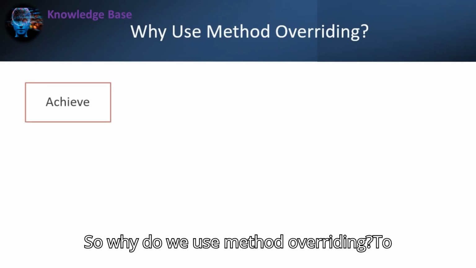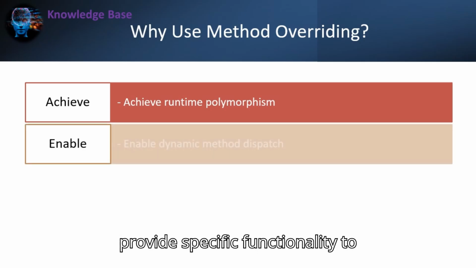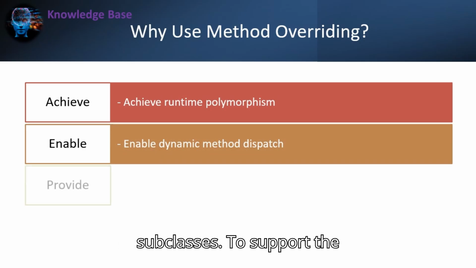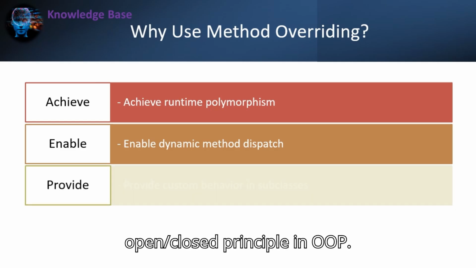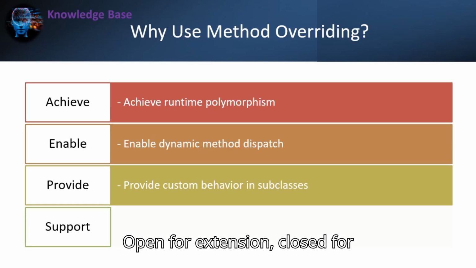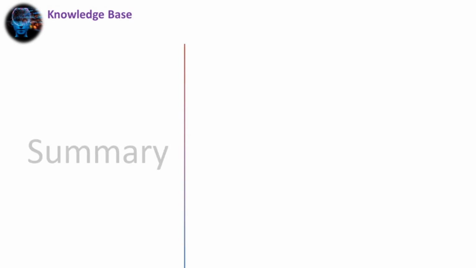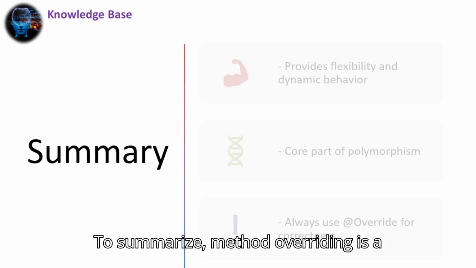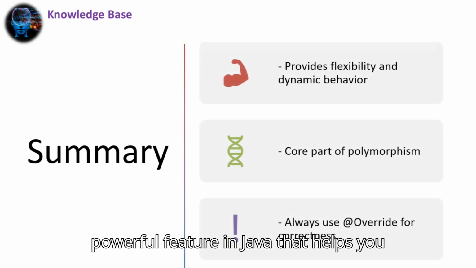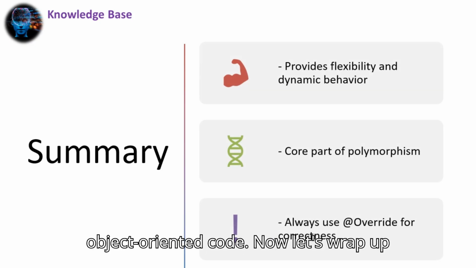So why do we use method overriding? To implement runtime polymorphism, to provide specific functionality to subclasses, to support the open/closed principle in OOP. Open for extension, closed for modification. To summarize, method overriding is a powerful feature in Java that helps you write flexible and reusable object-oriented code.